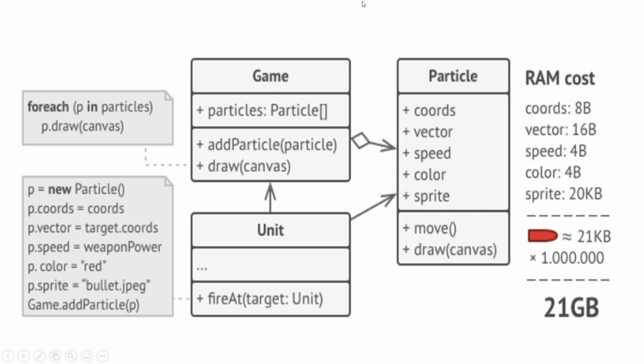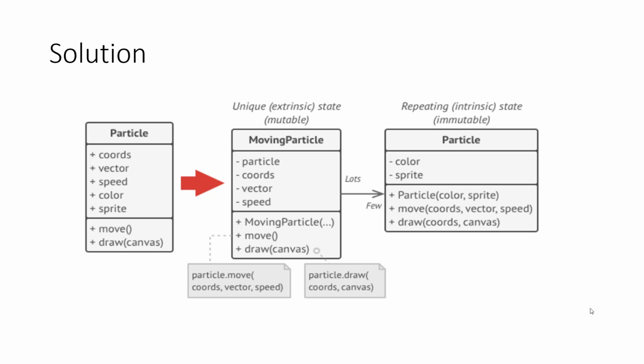Let's say you design the game like this and create instances of particles, let's say an instance of a bullet. In total, each bullet takes 21 KB of memory. Let's say in our game we are creating 1,000 such bullets. In total, it will take 21 MB. If you are creating 1 million bullets, then it will take 21 GB. So, we came up with a solution which is suggested in the flyweight pattern.